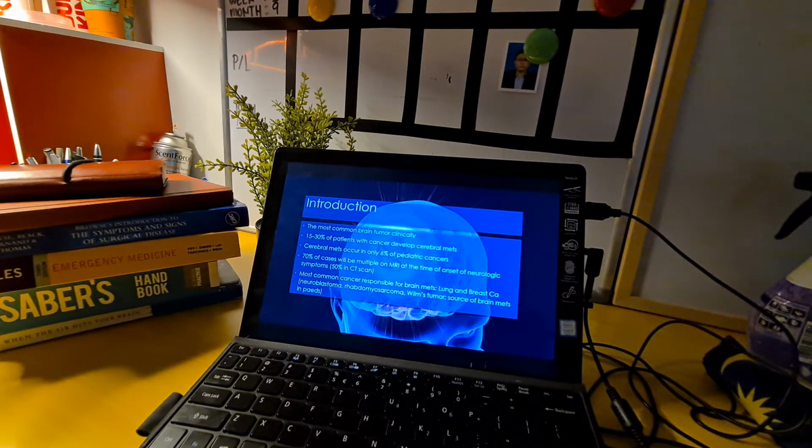So brain metastasis occurs in adult cancer patients. Brain metastasis happens in 30 to 50% of adult cancer patients, but only 6% in pediatric cancers. 70% of the cases will be multiple on MRI at the time of onset of neurologic symptoms, and 50% on the CT scan. But the most common cancers responsible for brain mets are lung cancer and breast cancer.